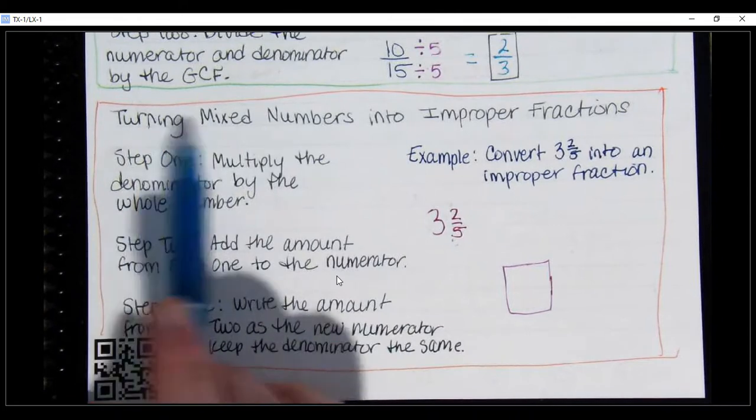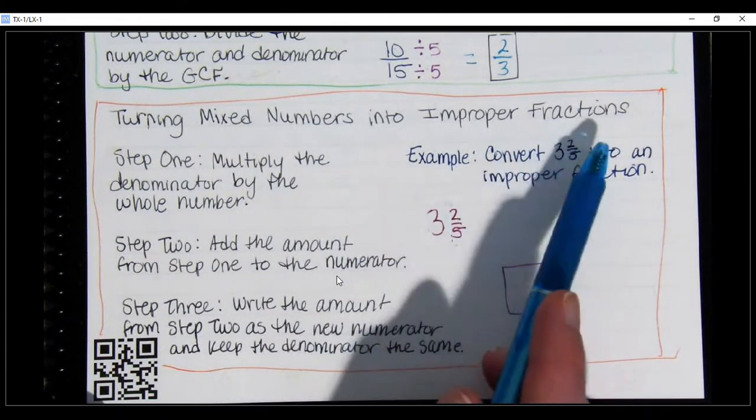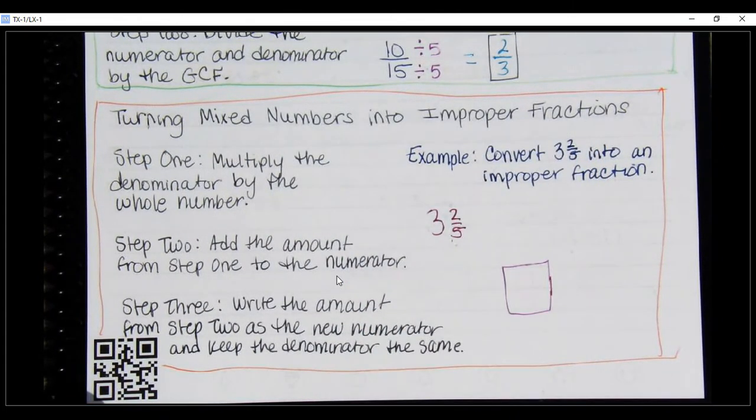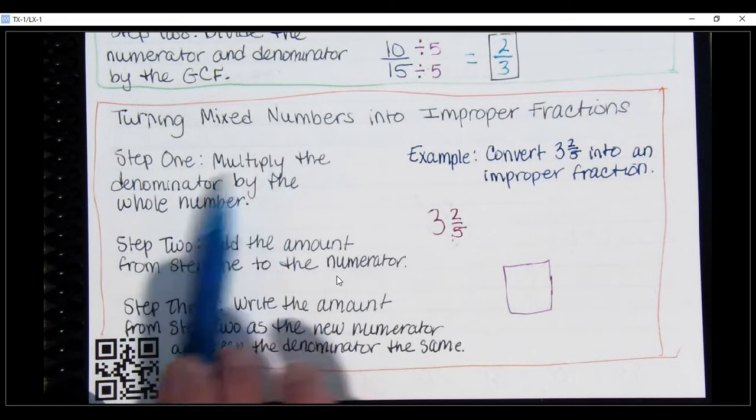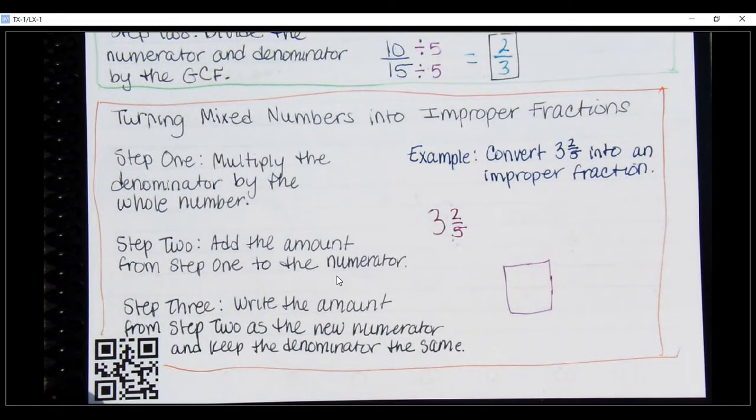Now we are turning mixed numbers into improper fractions. Mixed numbers, again, are when you have a whole number and a fraction. And an improper fraction is when you have a fraction, but the numerator is larger than the denominator. Mixed numbers are going to be the proper way of writing your answer. However, improper fractions are going to be used a whole lot more when you're actually completing the problem. So here we go. Step 1, multiply the denominator by the whole number.